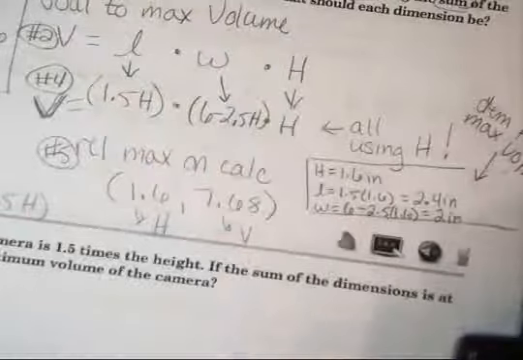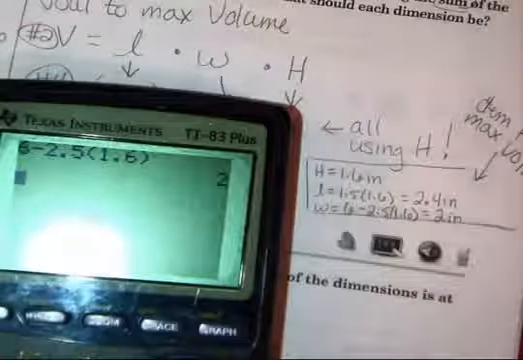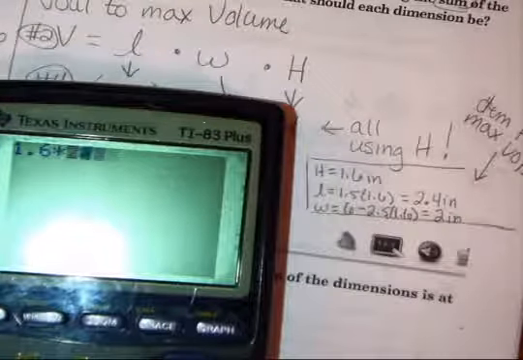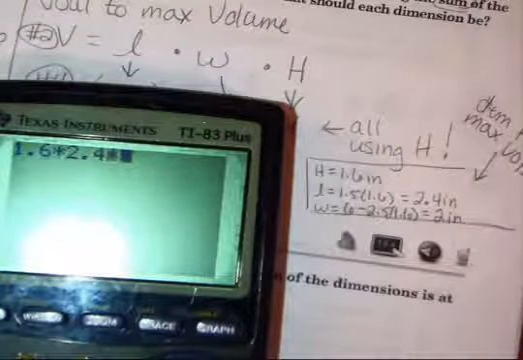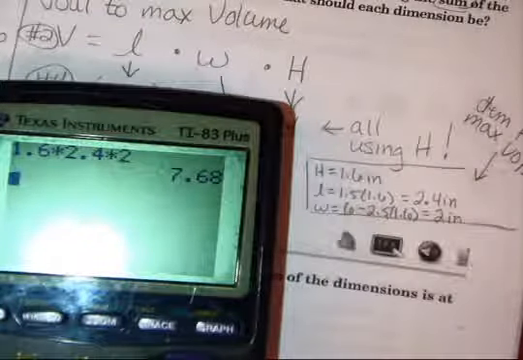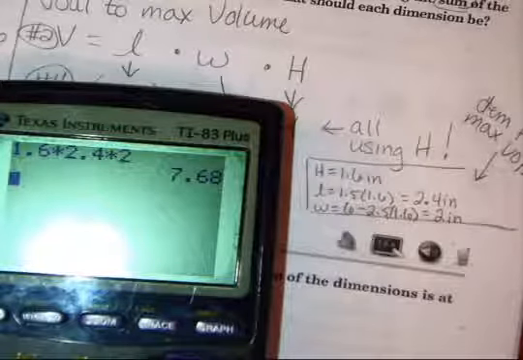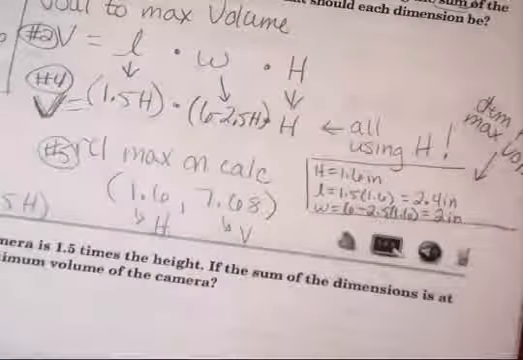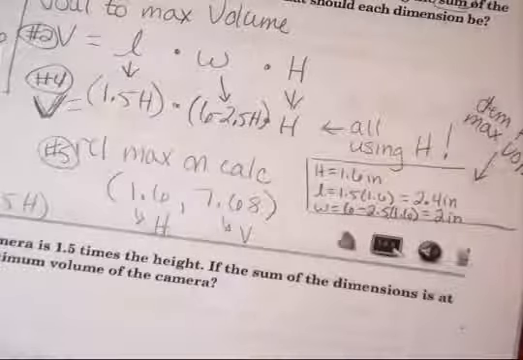Now if you're wondering how that 7.68 actually works, here's how it works. If you take 1.6, which is the height, times 2.4, which is the length, times 2, look how we get that 7.68 that we were looking for. So it's actually kind of neat how all of this works. So the maximum volume is 7.68, and the dimensions are 1.6, 2.4, and 2 inches.